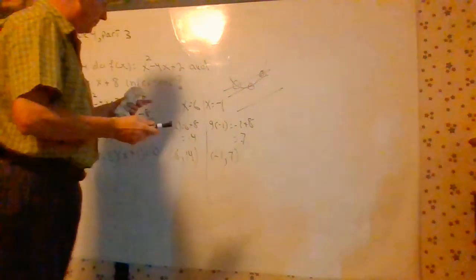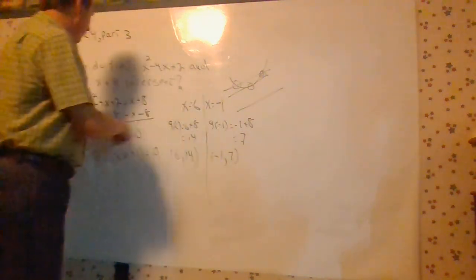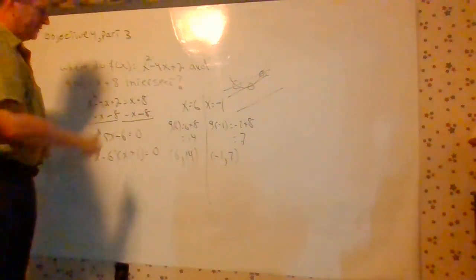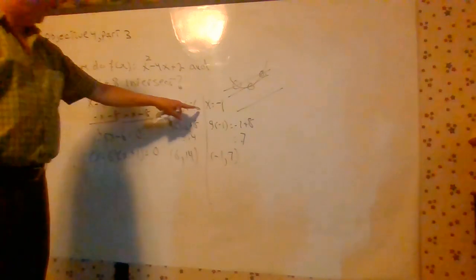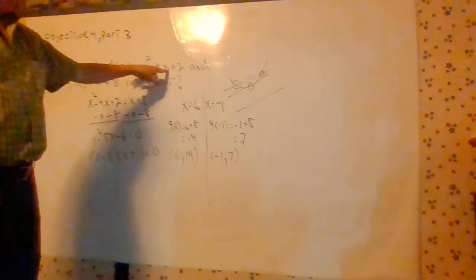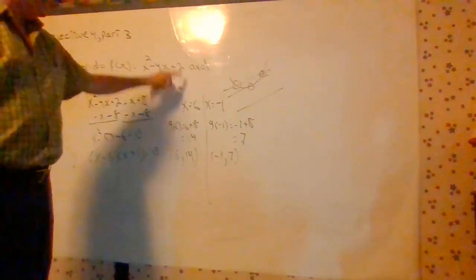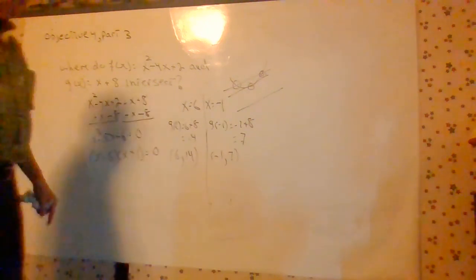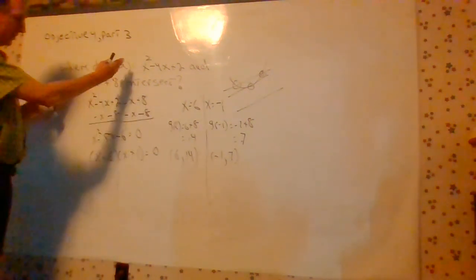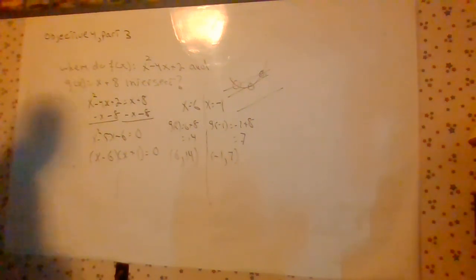You could also, if you wanted to check, plug these two x coordinates into f. You should get the same result. So 6, for instance: 36 minus 24 is 12, and 12 plus 2 is 14. Since we started off with the assumption that they were equal, they should come out equal if indeed you did your work correctly. Okay, that concludes objective 4.